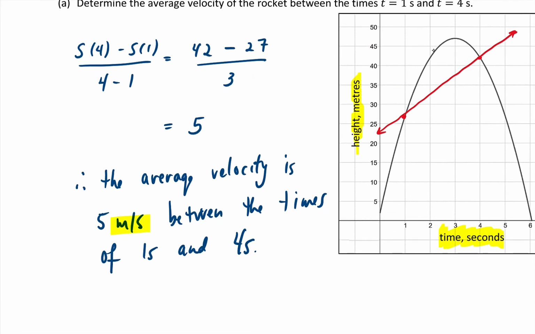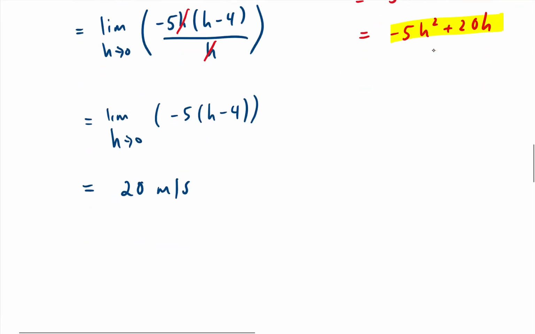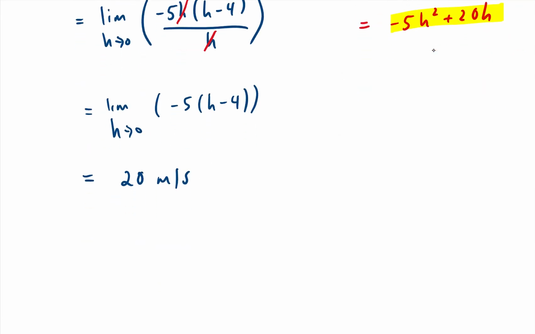So at 1 second, you notice here's the slope of the tangent, which is definitely much steeper than the slope of the secant. And for this slope, we got 20. And from our last example, this slope, we had 5. All right, let's conclude. So therefore, the instantaneous velocity is 20 meters per second at 1 second.